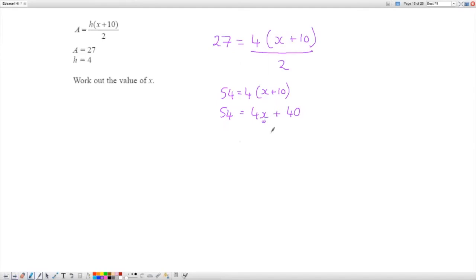Finding our x on its own, subtract 40 from both sides. We have 14 equals 4x. We don't want to know what 4x is, we want to know what 1x is. So dividing through, 14 divided by 4 is the same as 7 over 2. Half of 7 is equal to 3.5. So our value here for x is 3.5.